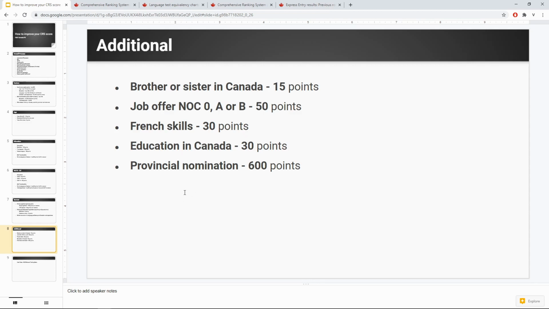And finally, if you have a provincial nomination, that is worth 600 points. That is a different class of PR, but if you get a provincial nomination, then you won't have to worry about your language proficiency, your education, your work experience. You will definitely get invited in the invitation round. Now let's see how to beat that cutoff score.